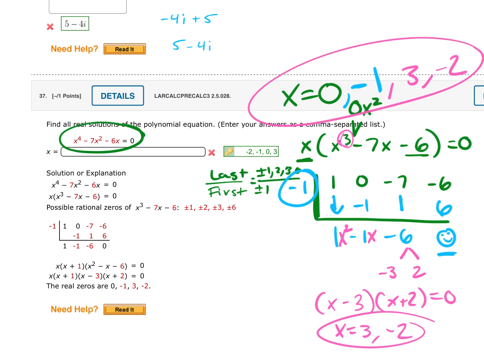This is one of those questions where you can use your answer choices to help you. If all of your answer choices had, let's say, negative 1 in it, then you kind of know that negative 1 is going to work. So do that, make it smaller, see if you can factor it from there. So use your answer choices to help you. Questions here?